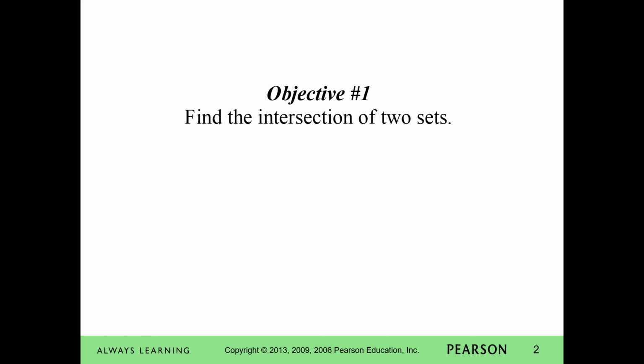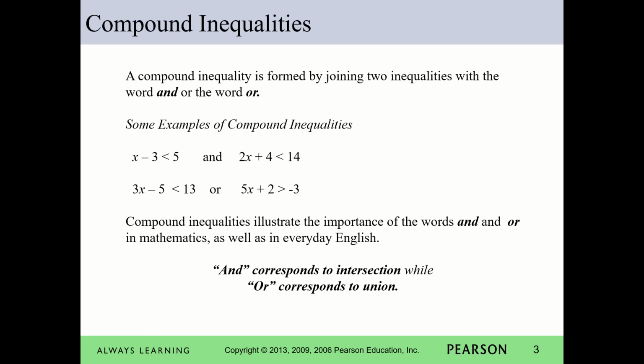So the first thing we're going to talk about is the intersection of two sets. The intersection of two sets is essentially just the spots that they have in common. It's like the intersection of two roads. It's the points in which they share the same part.